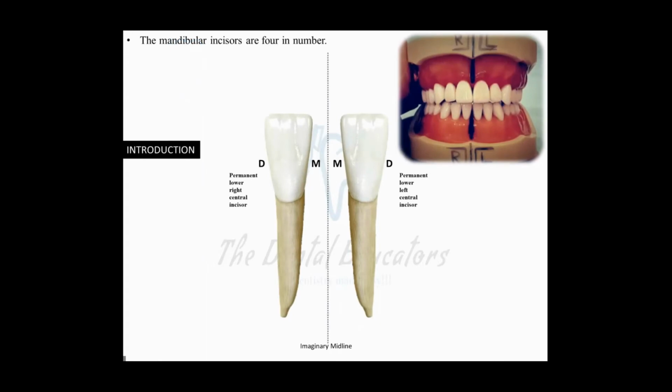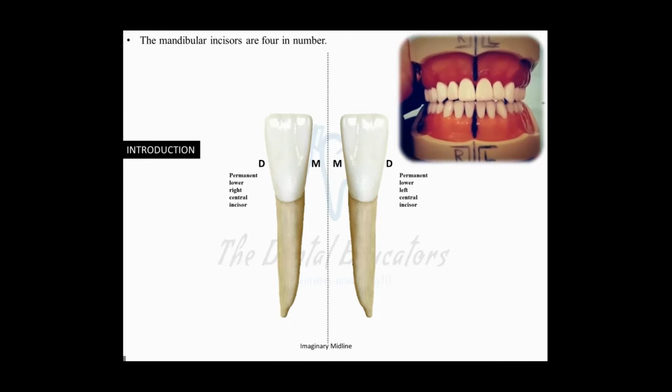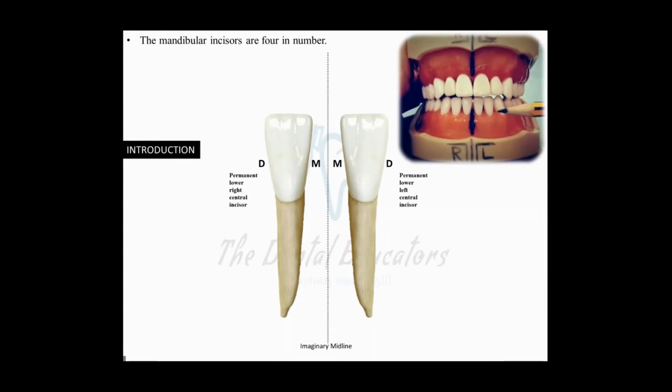So if we see here, the mandibular incisors are four in number. Basically, if we talk about the permanent mandibular central incisors, they are two in number, but in total, the mandibular incisors are four in number. In this video demonstration, counting the mandibular incisors, this is the central incisor of the right hand side, and similarly lateral of right, central and lateral of the left hand side. So we can count 1, 2, 3 and 4. We have four incisors which are present in the mandibular arch.